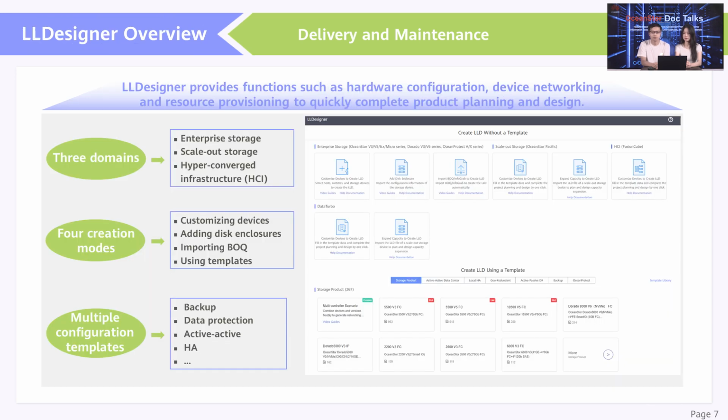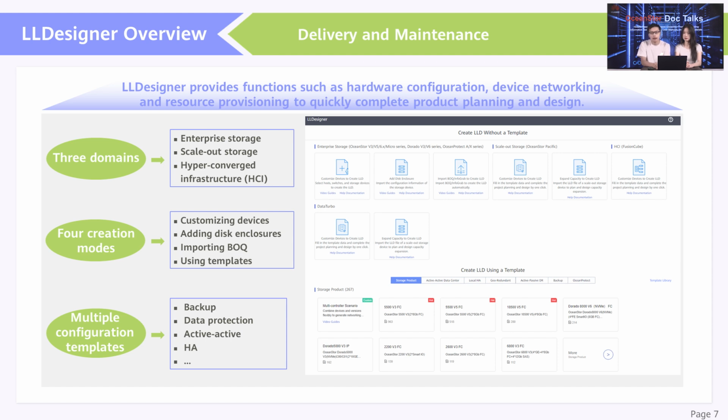Next, we will introduce the planning and design tool used in delivery scenarios, AI Designer. AI Designer is a graphical-based planning and design tool and provides functions such as hardware configuration, device networking, and resource provisioning. You can use the tool to quickly complete product planning and design and generate LLD documents to guide frontline engineers on site delivery. Currently, AI Designer supports Huawei Enterprise Storage, Scale-out Storage, and Hyper-Converged Infrastructure or HCI products.